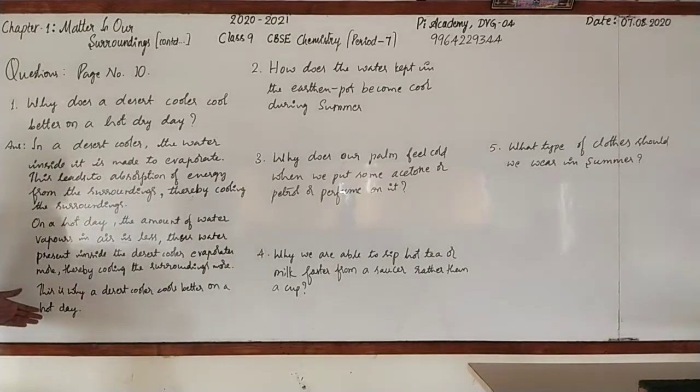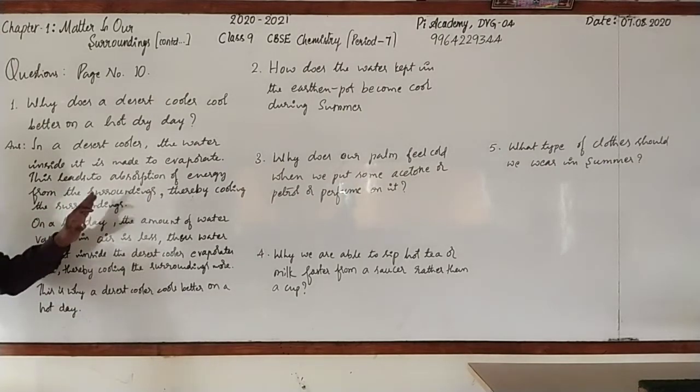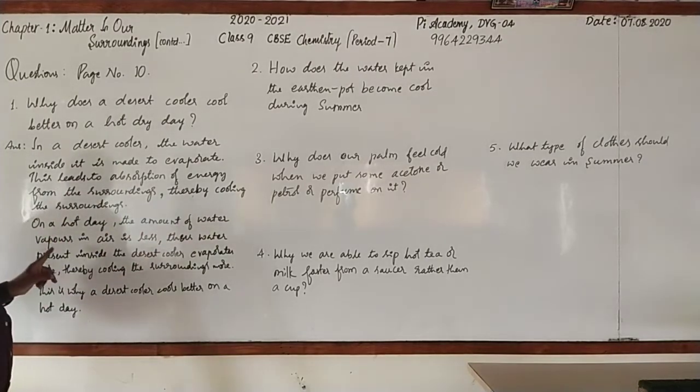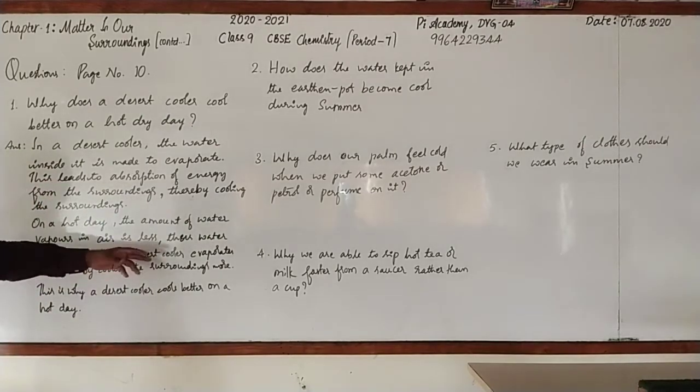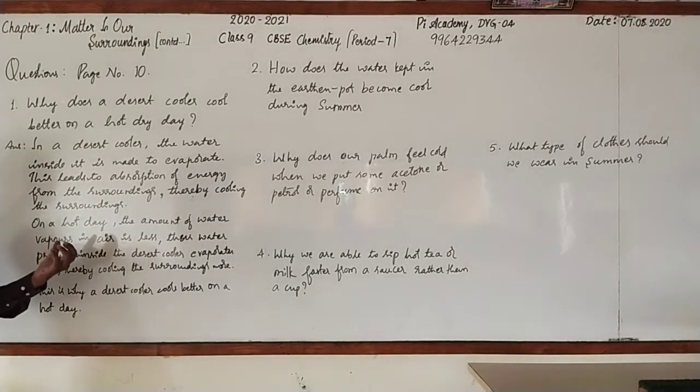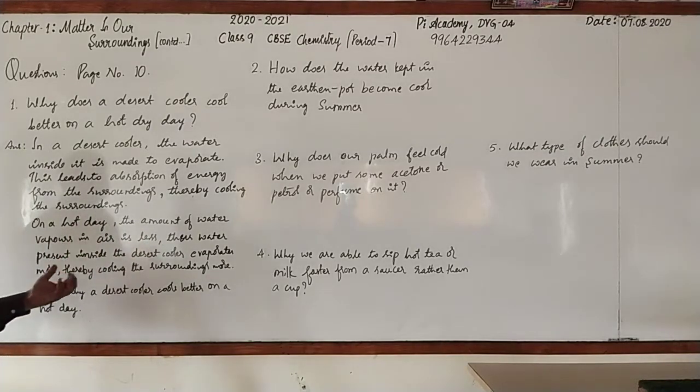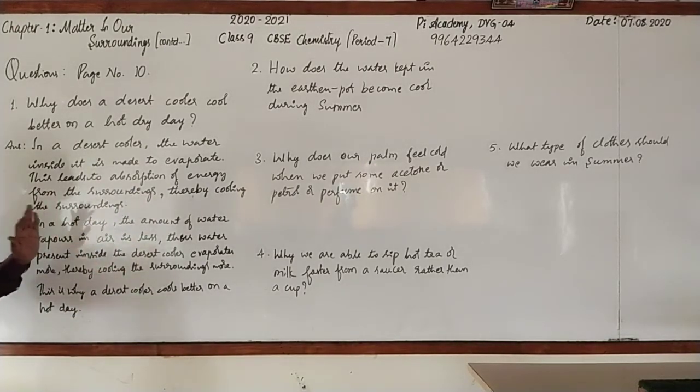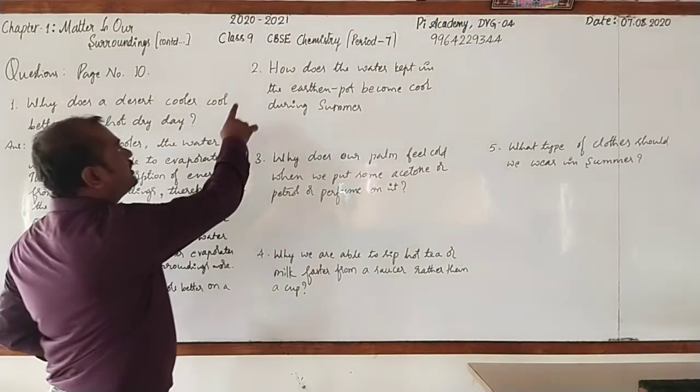Once you go through this, in a desert cooler, the water inside it is made to evaporate. This leads to absorption of energy from the surroundings, thereby cooling the surroundings. This is a very important point. And why is it better on a hot day? It is the explanation. On a hot day, the amount of water vapors in the air is less. Thus, water present inside the desert cooler evaporates by using more energy from the surroundings. So this makes the surroundings cool. Clear? Yes. Now please go to the second one.